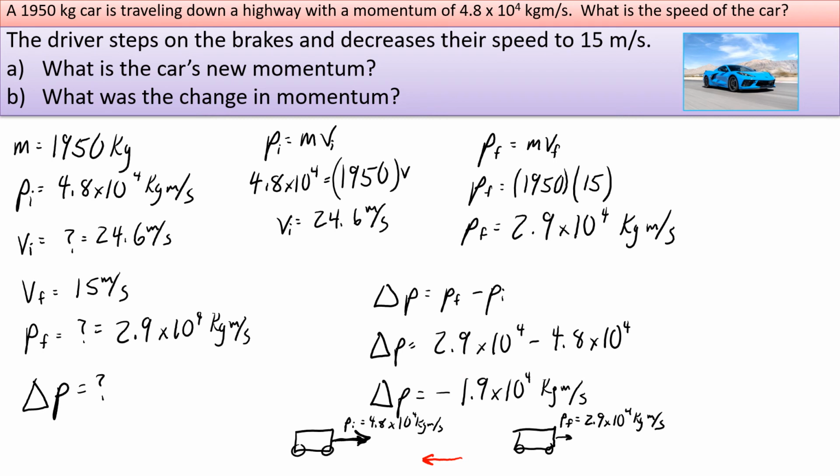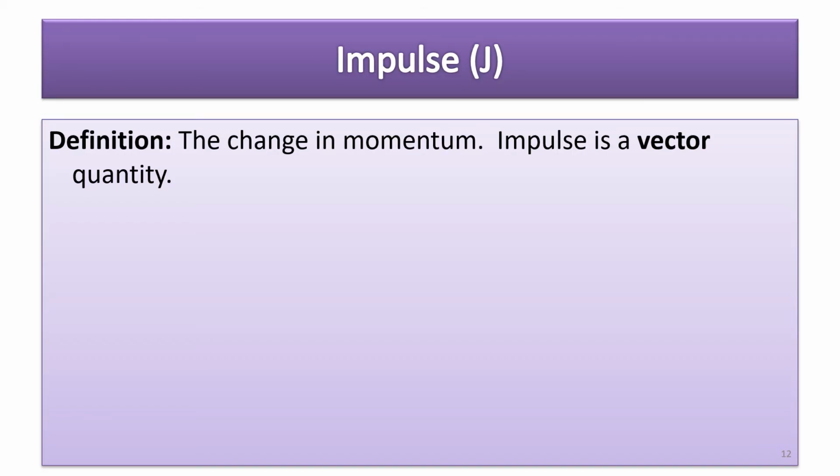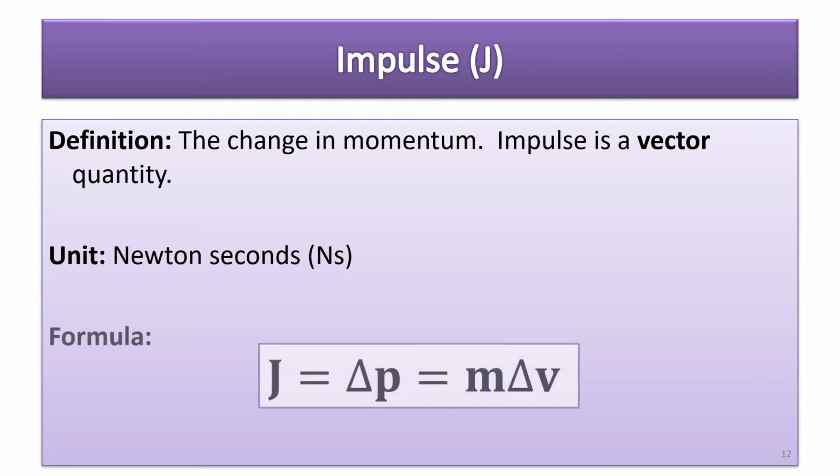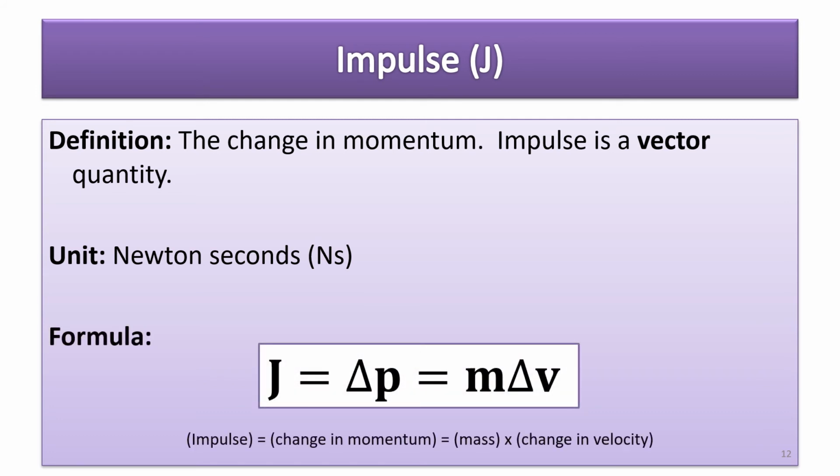Now it's helpful to have a concept for this change in momentum and the idea that you're exerting a force over a period of time. That concept is called impulse. Impulse is the change in momentum. Impulse is a vector quantity, as we saw with that negative sign. The units for impulse are actually going to be a Newton second, and the formula looks like this. If the impulse is the change in the momentum, that means J is equal to delta P.